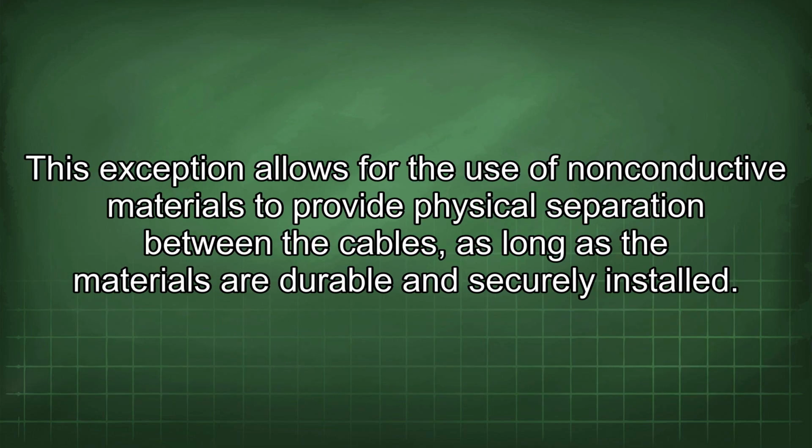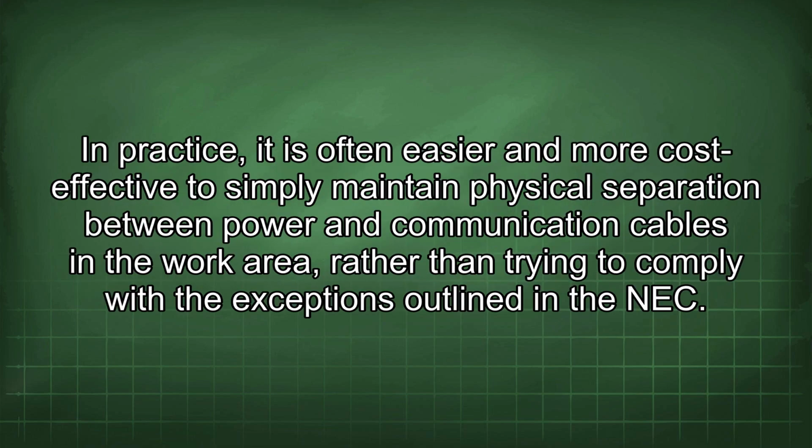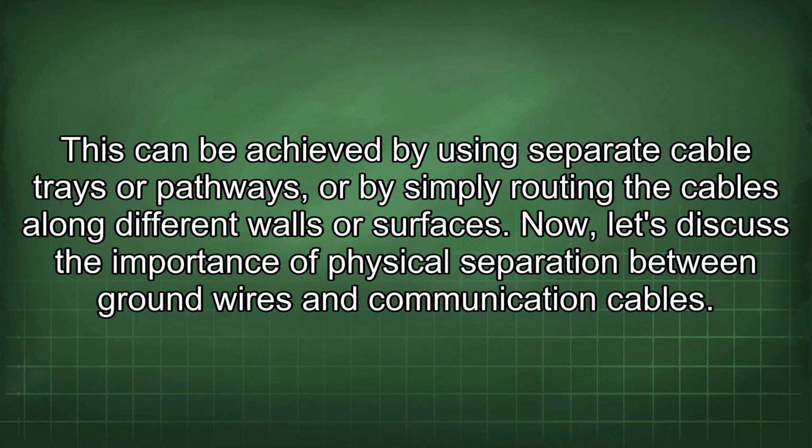This exception allows for the use of non-conductive materials to provide physical separation between the cables as long as the materials are durable and securely installed. In practice, it is often easier and more cost-effective to simply maintain physical separation between power and communication cables in the work area, rather than trying to comply with the exceptions outlined in the NEC. This can be achieved by using separate cable trays or pathways, or by simply routing the cables along different walls or surfaces. Now let's discuss the importance of physical separation between ground wires and communication cables.